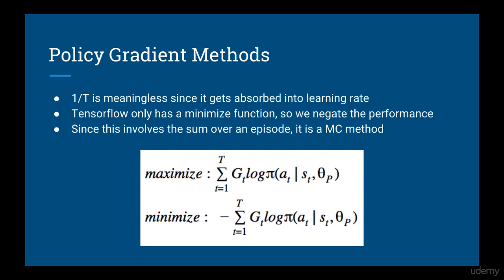And finally, we know that 1 over t is a meaningless constant because it can be absorbed into the learning rate, so we can get rid of that too. And so finally, we have an expression for the thing we want to maximize. Since TensorFlow optimizers only have a minimize function, we can minimize the negative of this. And to be clear, capital T represents the length of an episode, and the index lowercase t represents the tth time step of an episode. Because this involves the sum of returns over an entire episode, this is a Monte Carlo method.